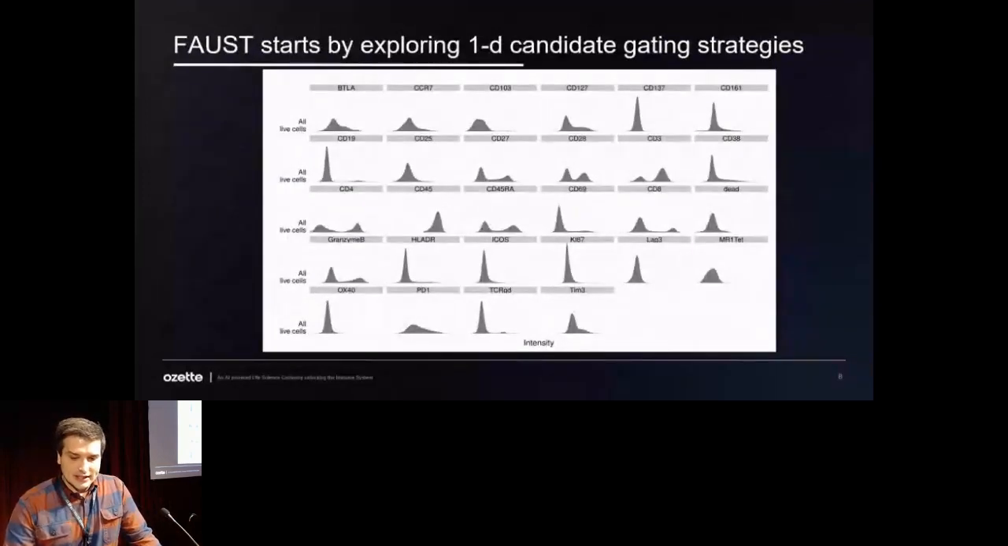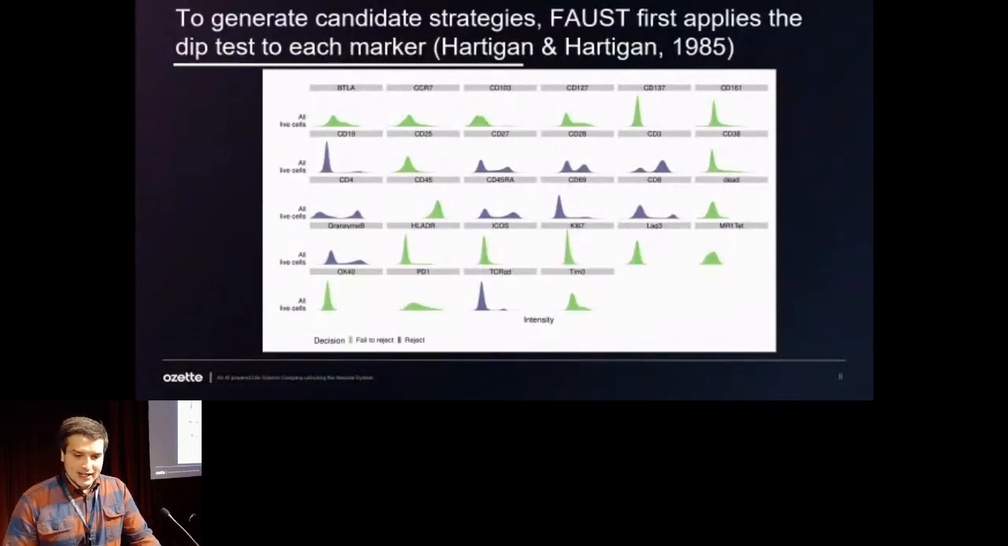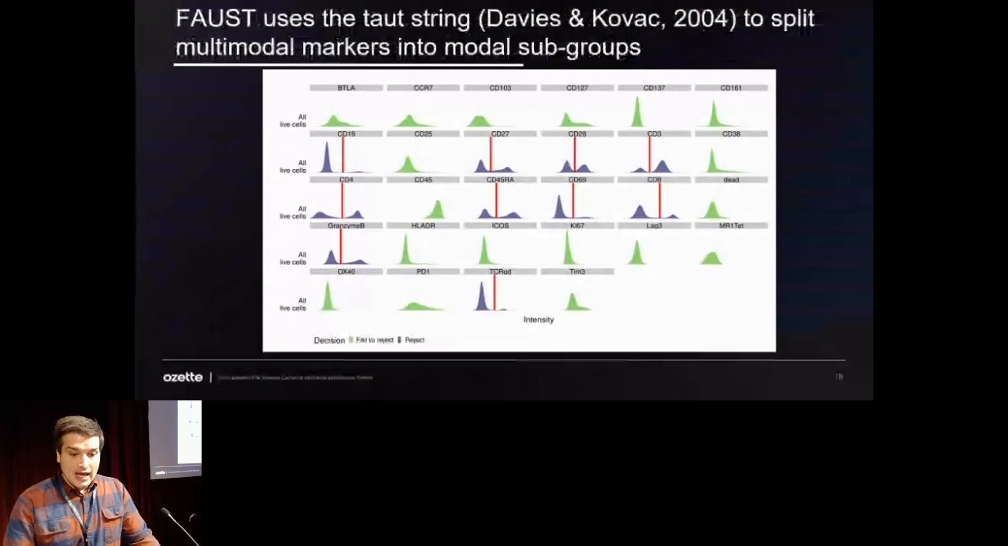And FAUST begins by exploring candidate gating strategies for each sample. It generates candidates by first applying the dip test of Hartigan and Hartigan to each marker. The null hypothesis of the dip test is that a marker will have a unimodal expression distribution. So in this particular example, we fail to reject the null for the distributions in green, while we reject it for the 10 markers in purple. And when FAUST rejects the null, it then uses the taut string density estimator of Davies and Kovac to split markers into modal subgroups. The red thresholds in the pictures are determined by taking the center of antimodal components of the taut string.